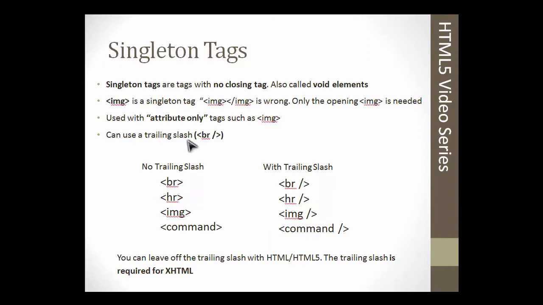They can use a trailing slash in HTML. If you're writing XHTML, then the trailing slash is required for it to be valid. But HTML, HTML5, you do not need it. It's usually not used, but it doesn't hurt your document if you do use it. And here we have some examples of tags without a trailing slash. We have the line break, the horizontal line, image, and this is what they would look like with the trailing slash.